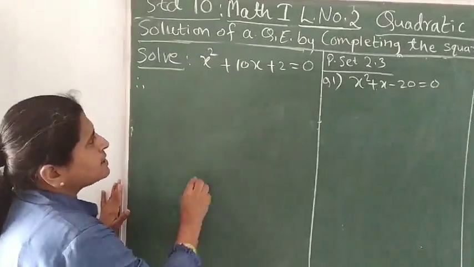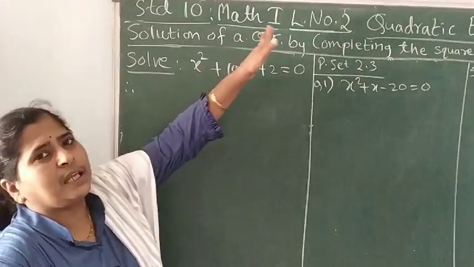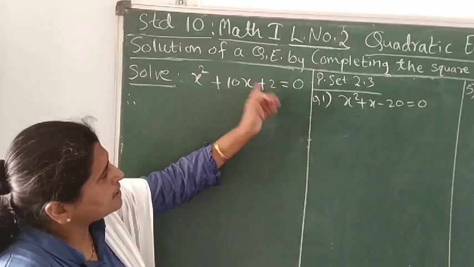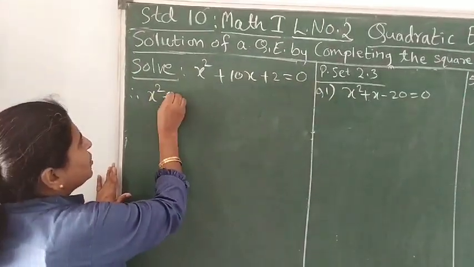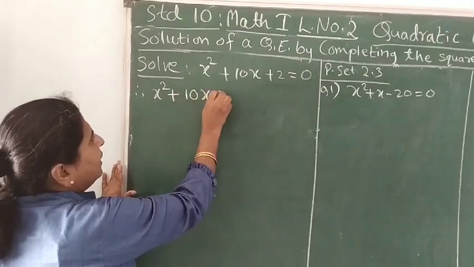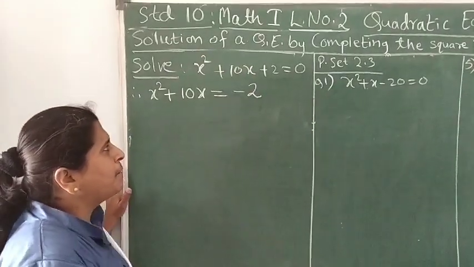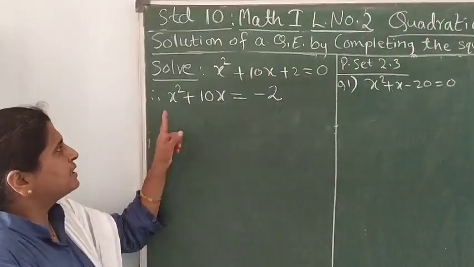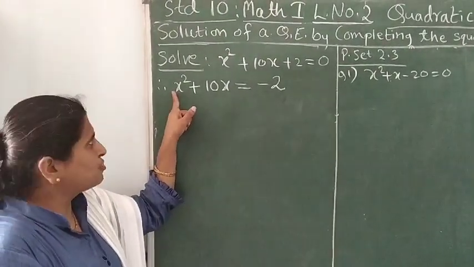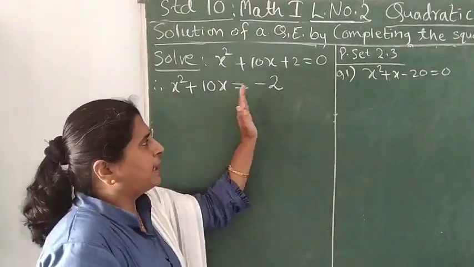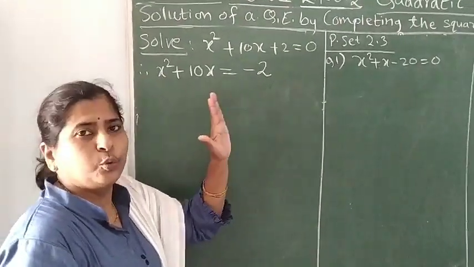The first tip is: write the given equation in ax square plus bx is equal to c form. Means this constant, take it on the right. So, in the first step you take the first two terms on the LHS of the equation and this constant on the other side. Plus 2 will become minus 2. Now, check what is the coefficient of x square. The coefficient of x square should be 1 only. If it is not 1, we will divide the whole equation by that number. But here in this case, as it is 1, we will not do that step.